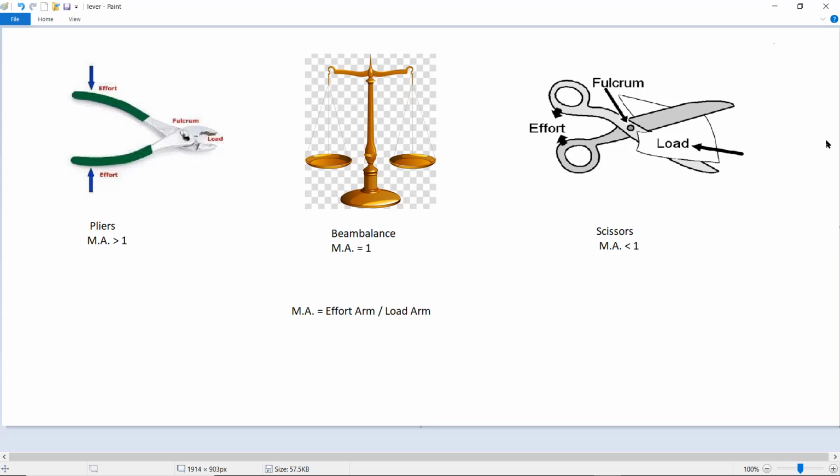Now, in case of a beam balance, the effort arm is equal to the load arm. So, mechanical advantage is equal to 1. Whereas, in case of a pair of scissors, load arm is longer than effort arm. So, its mechanical advantage is less than 1.